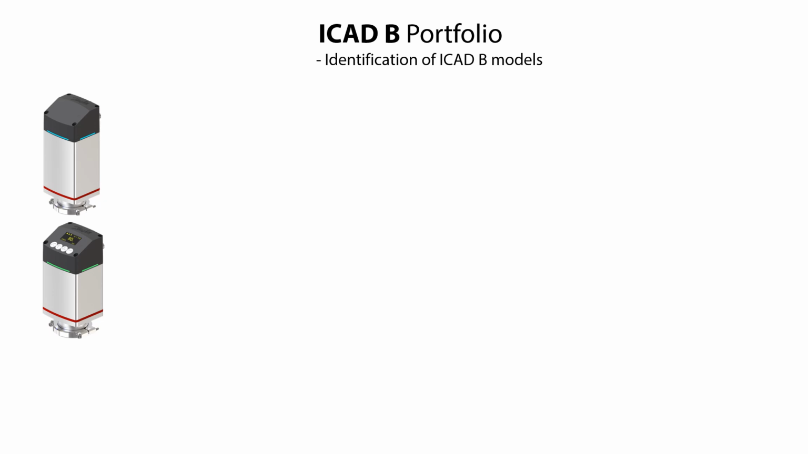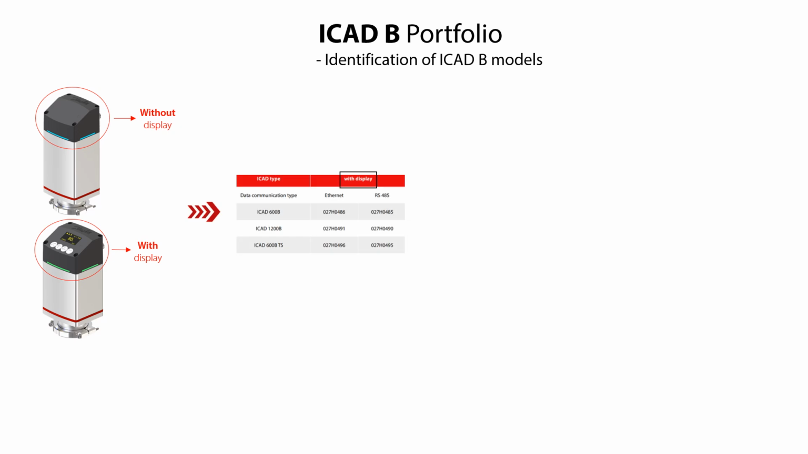Now, how do you identify a given ICAD B actuator model between the 12 available models? Well, an easy first way is to visually identify if the ICAD B is without or with display, as seen here. If, for example, the given ICAD B actuator is with display, then this narrows down the options to 6 code numbers as specified here.